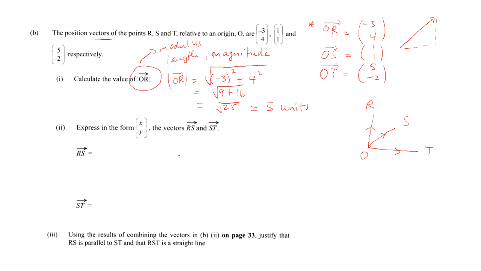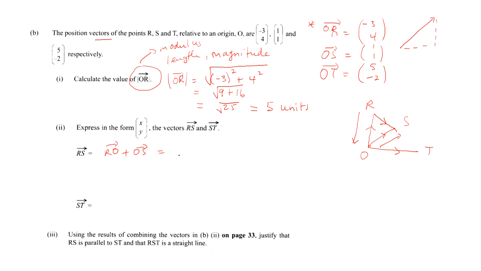So we want to get the vector RS, right? Think of it as moving from one position to the next. So I want to move from R to S. One way of doing that is going from R to O and then O to S. So if I'm going to write that, it's going to be RO plus OS, right? Which is equal to, what is RO?